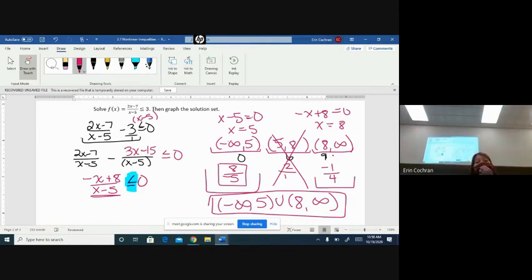Now, why don't I use the brackets? Because if I actually plug in 5, would that work? No, because 5 minus 5 is 0. And can you have 0 in the denominator? No. Okay. All right, any questions with that?